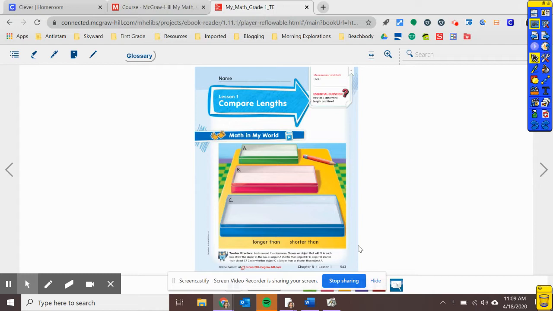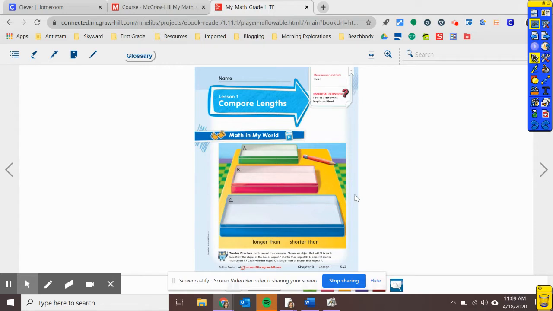Okay, so today we are starting a brand new chapter. And this chapter is going to talk to us about measurement and data. So, what we are going to do is look at length today. Now, length is just a fancier word for how long something is. So, when you measure something, you find its length or how long it is. So, we're going to look at these three boxes here. And they're three different colors. We see A, which is green, we see B, which is red, and C, which is blue.